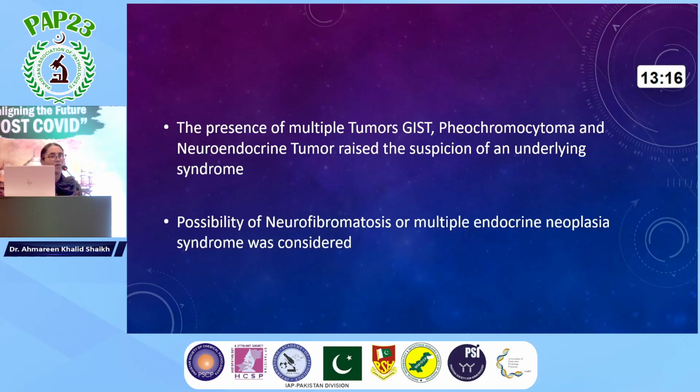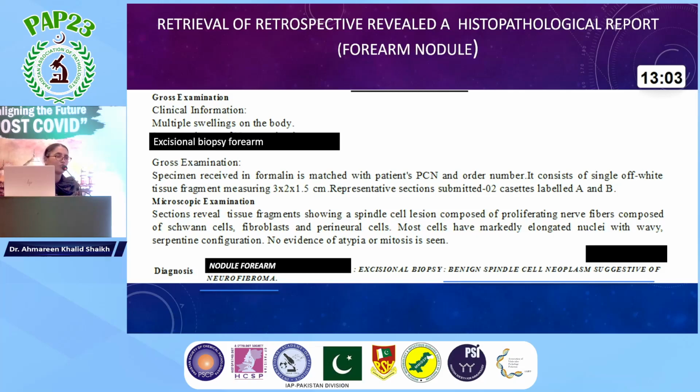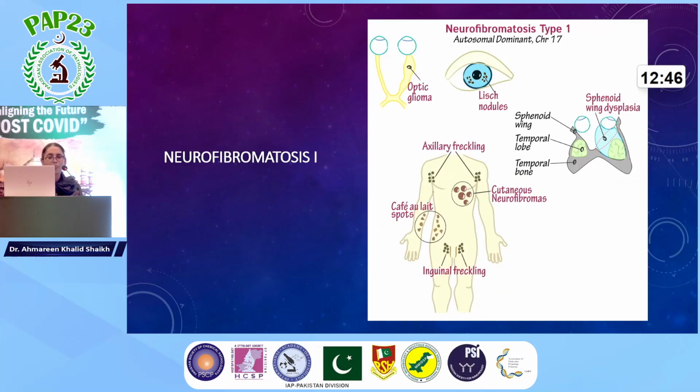So what happened is, when we went back to the patient and dug out the history, we found that around 6 months back he had a skin nodule for which he underwent a biopsy, and the biopsy showed a neurofibroma. And when we examined the patient, he had café-au-lait spots and multiple neurofibromas. All the pieces of the puzzle were put together, and this was a case of neurofibromatosis that presented with three malignancies.